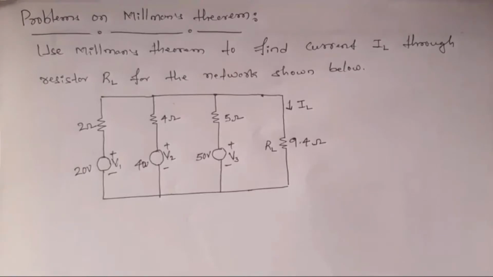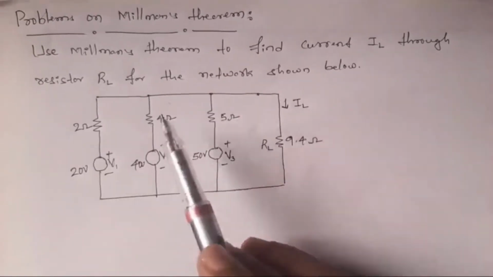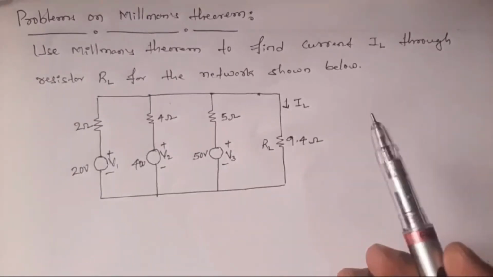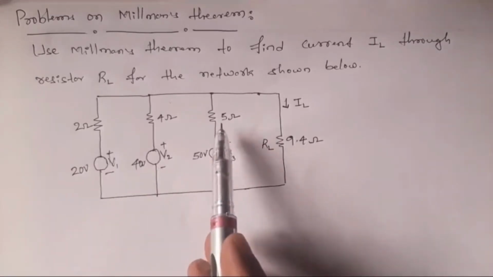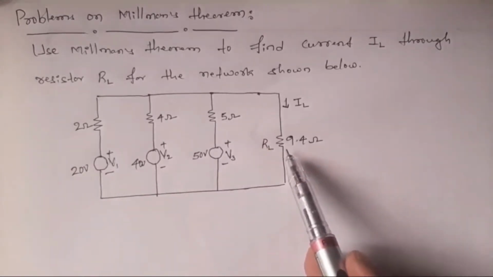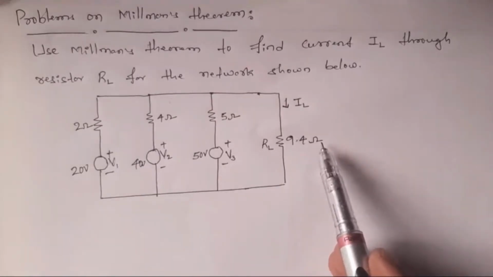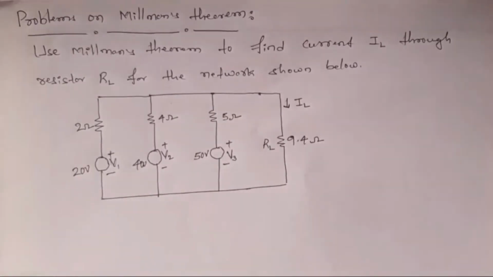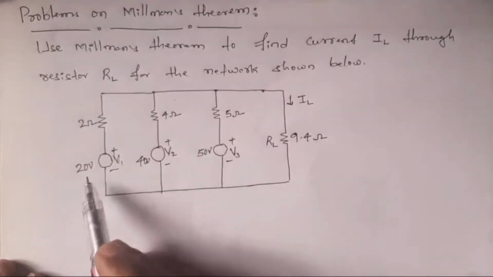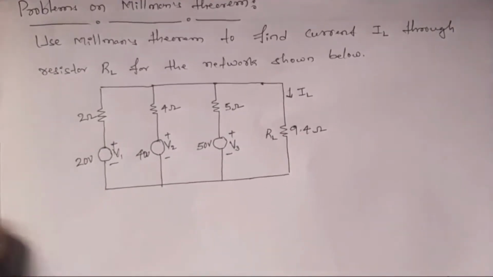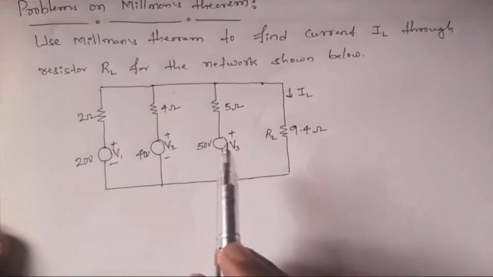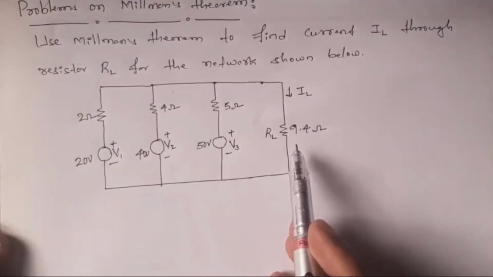Use Millman's theorem to find current IL through resistor RL for the network shown in the figure. We have three resistors, 2 ohm, 4 ohm and 5 ohm, and one load resistor RL which is 9.4 ohm. These three resistors are series resistances of three sources, V1, V2, V3, where V1 is 20 volts, V2 is 40 volts and V3 is 50 volts. Using Millman's theorem we are supposed to find the current IL through this resistor.